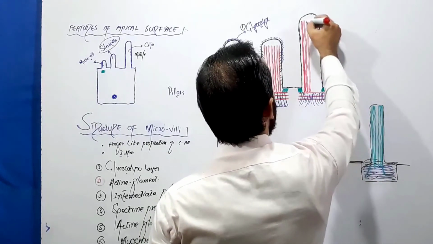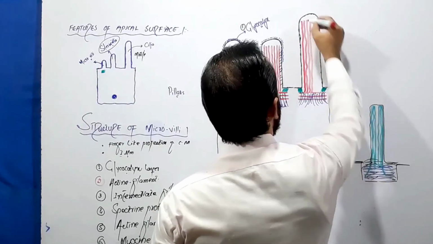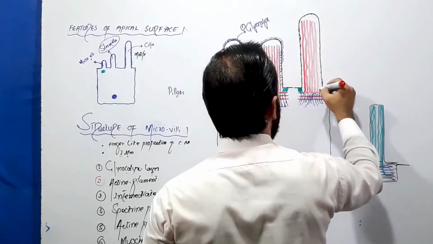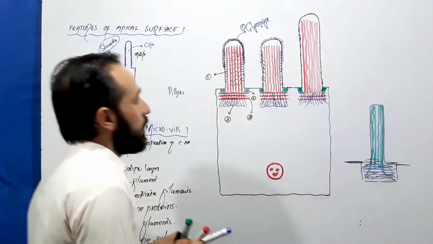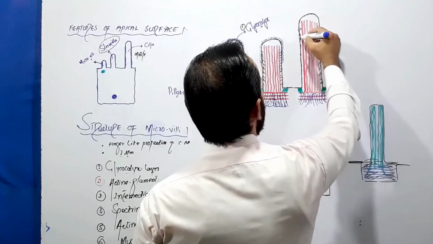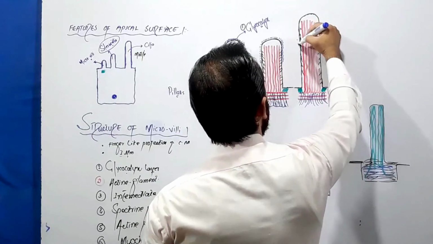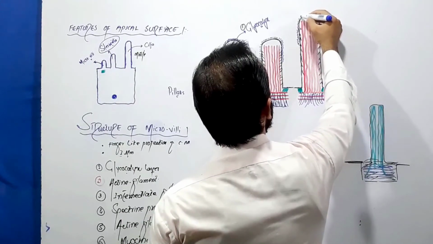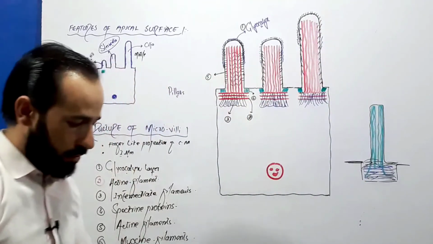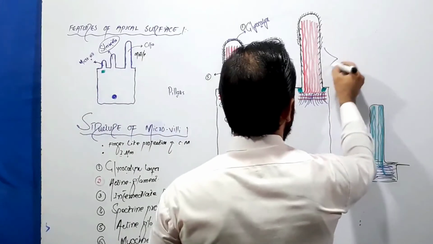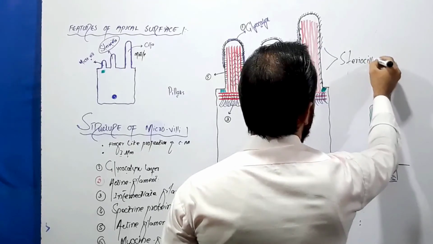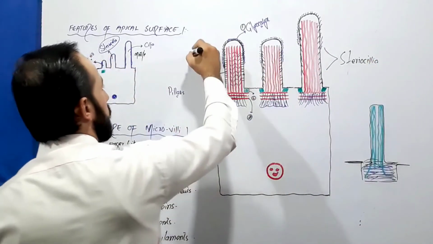So these are the same proteins and the same structure there, but we should not forget that these pillars are a little bit longer pillars, right? So these pillars are called the stereocilia, right? So this is one stereocilium. Right? And what are these? These are microvilli.